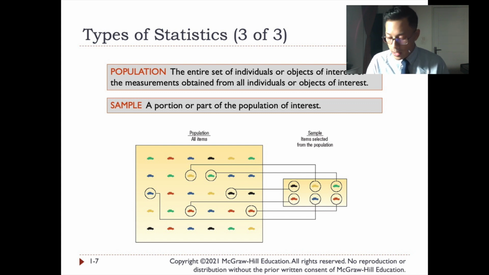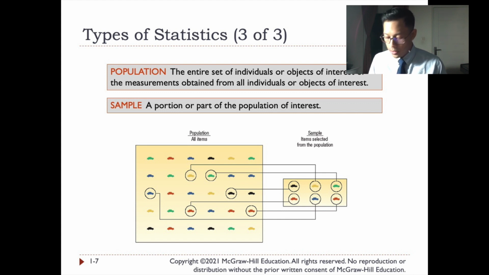population data. Now, since it's quite difficult to get population data, what can we do? Well, as a statistician, what we can do is take a sample out of that population. So a sample is basically a portion or a part of the population of interest. It's a subset of the population. In this particular example, you can see that the population is all the cars listed, for example, in a particular parking lot, and the sample is just 6 randomly chosen cars from this population.